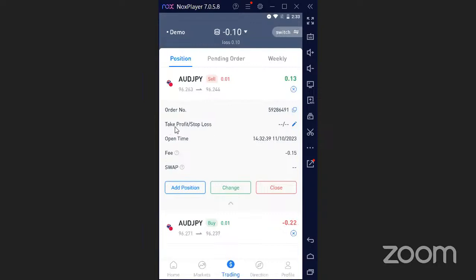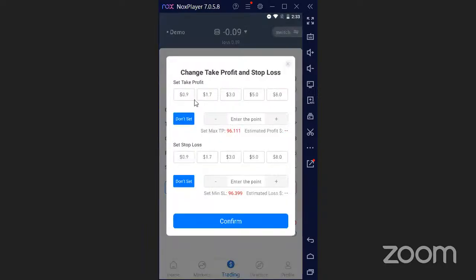You see here we have take profit slash stop loss. So you see we have this pencil icon for editing in front of it. Just click on it. When I clicked on it, it brought out these options for me. You see here it says change take profit and stop loss. All right, so now set take profit.